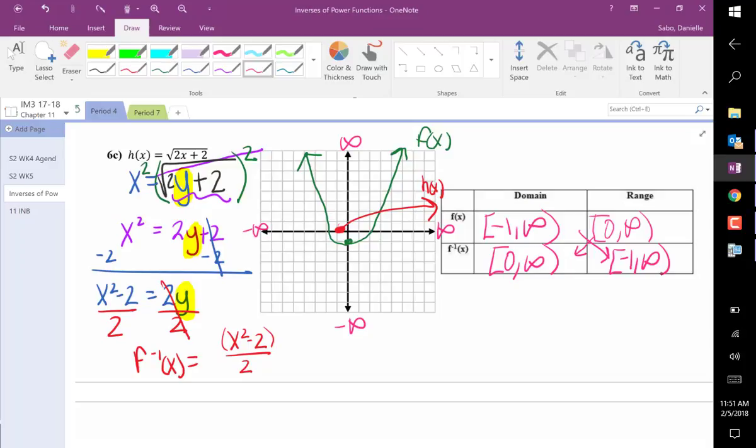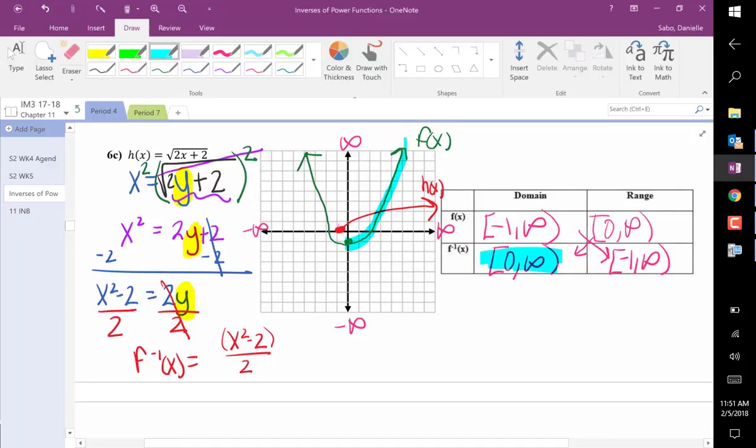Let's take a look. So the inverse, look, it says 0 to infinity, right? Right here. Does the left piece say 0 to infinity, or does the right piece say 0 to infinity? The right. Look, I'll show you why.